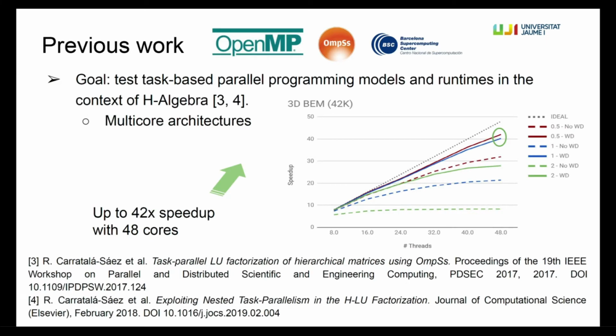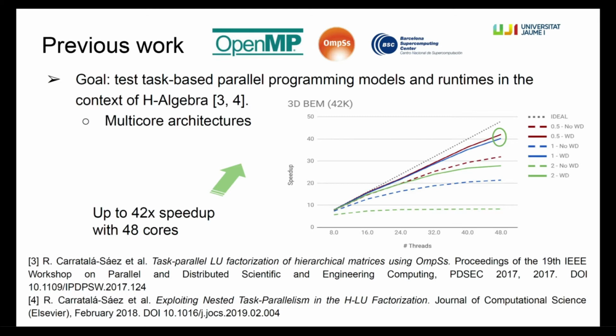In previous works, I tested the behavior of task-based parallel programming models in scenarios where we have H matrices. I observed that we can reach up to 42 times the speedup when using a maximum of 48 cores. And details about these works can be seen in the references you can observe in this slide.